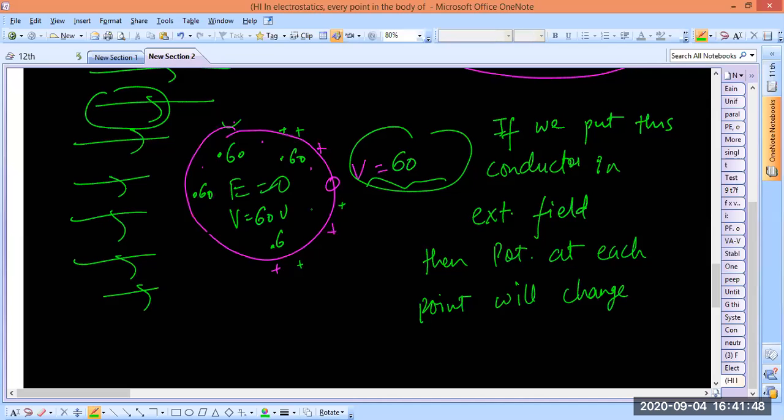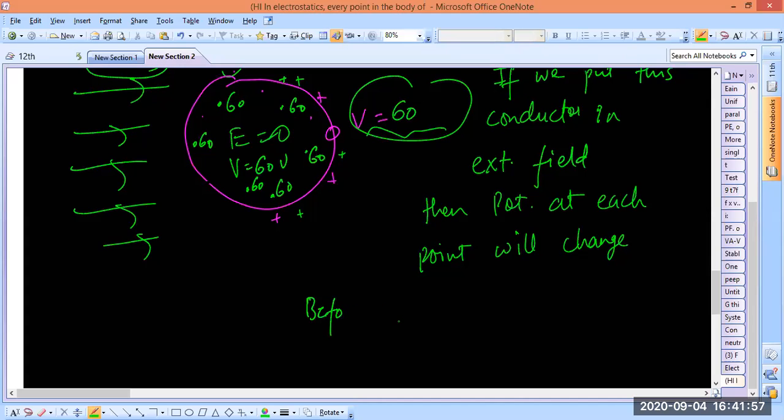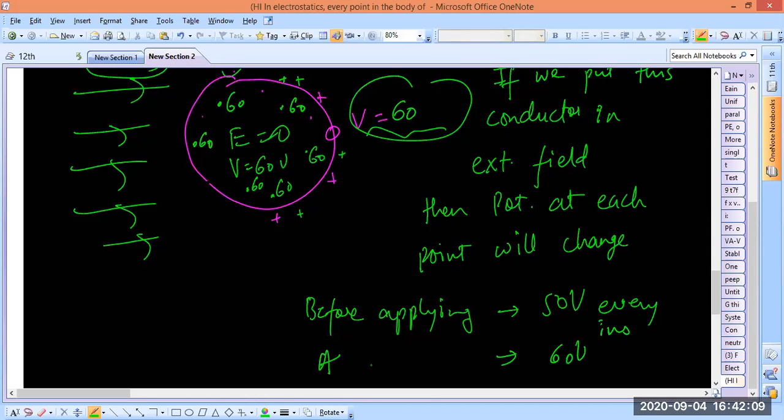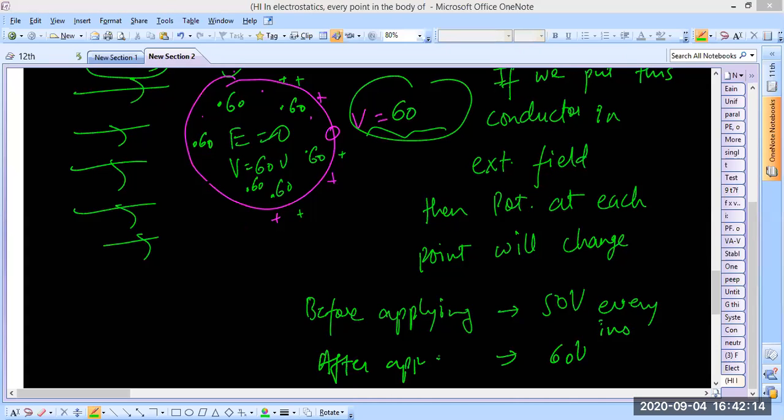I hope that is clear. So before applying the field, it was the same everywhere, it was 50 everywhere inside, not outside. And after applying the field, it will change, suppose it becomes 60 everywhere. That is what will happen. It will increase or decrease depending on how you are applying the field and what kind of field there is.